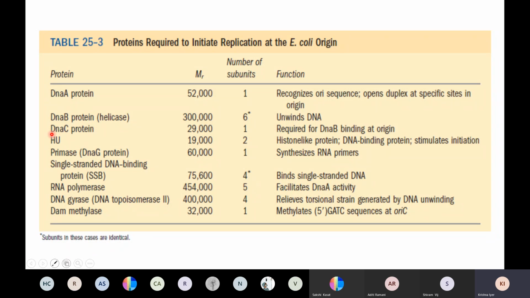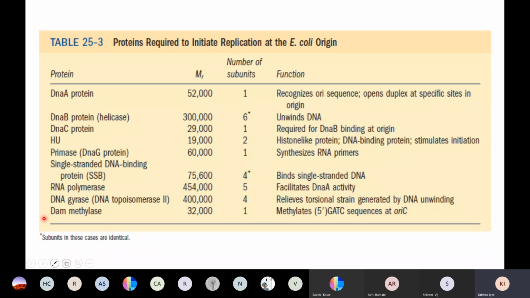So very quickly, if I were to go one by one, I have a protein which binds to the origin of replication and opens it up. Then I have a protein which, with the help of another protein, unwinds the DNA. And then we have a histone-like protein which also helps in that process. We have an enzyme which makes primers. We have some proteins which keep the separated strands stabilized. We also have gyrase which relieves the strain of unwinding, and the parent's GATC sequences at the origin of replication are methylated by this enzyme called DAM methylase.